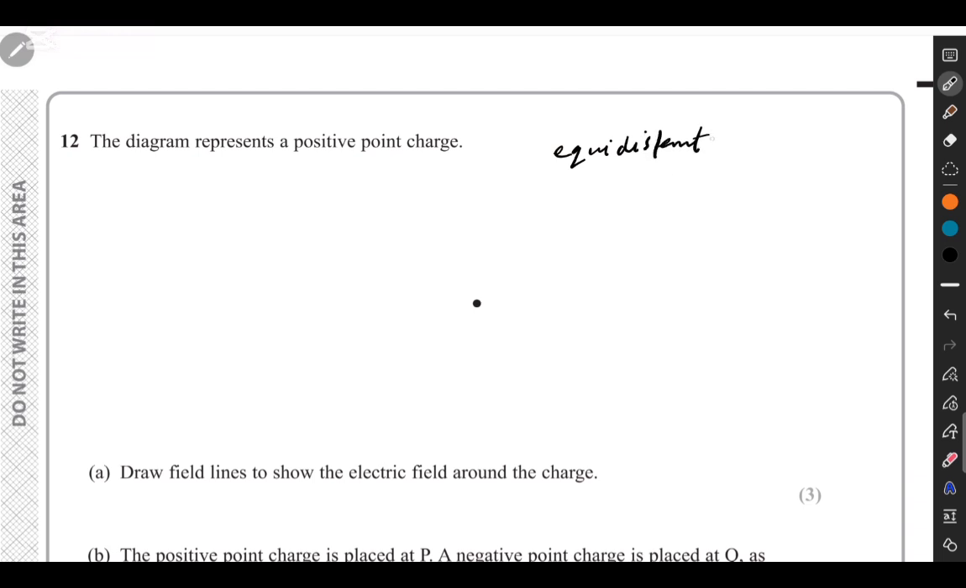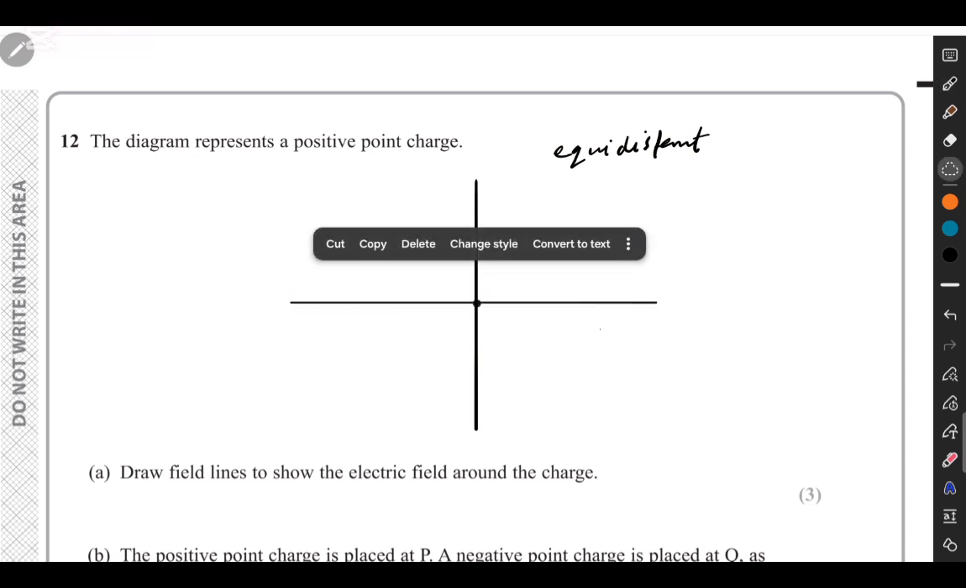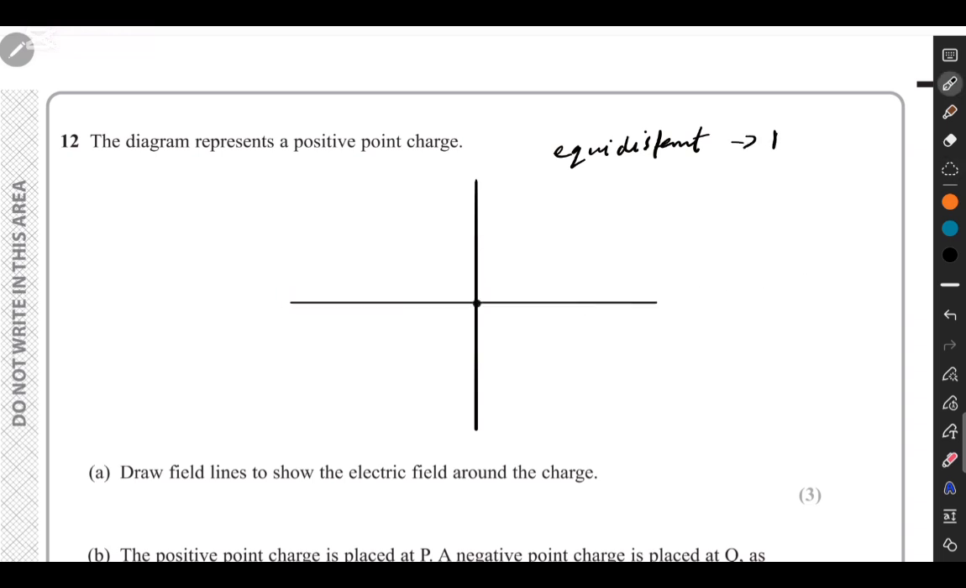Okay, that means that if I draw this line here, and if I draw this line here, now draw with a ruler. Remember, draw with a ruler. Okay, I'll explain what equidistant means. You have to draw this line, and then you draw this line.